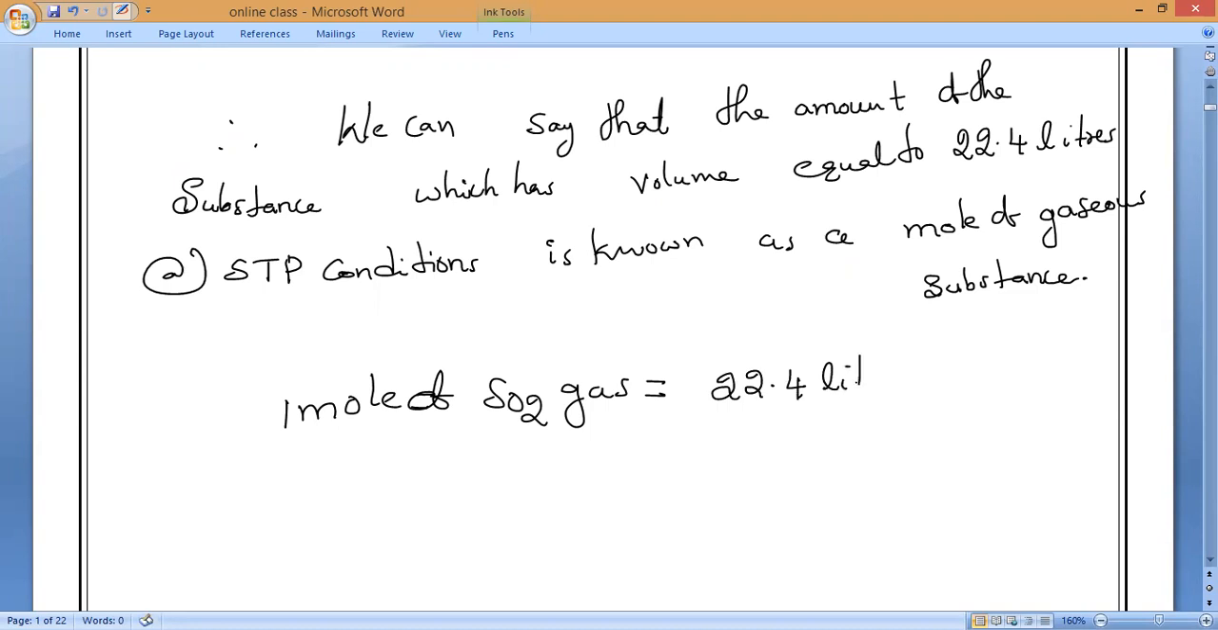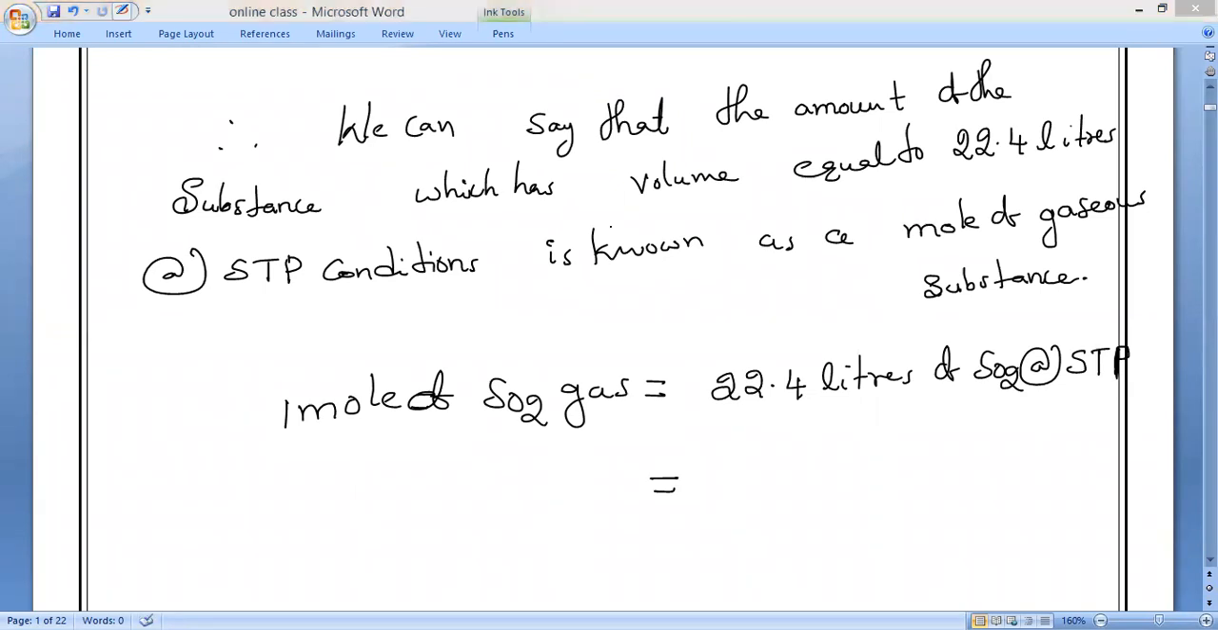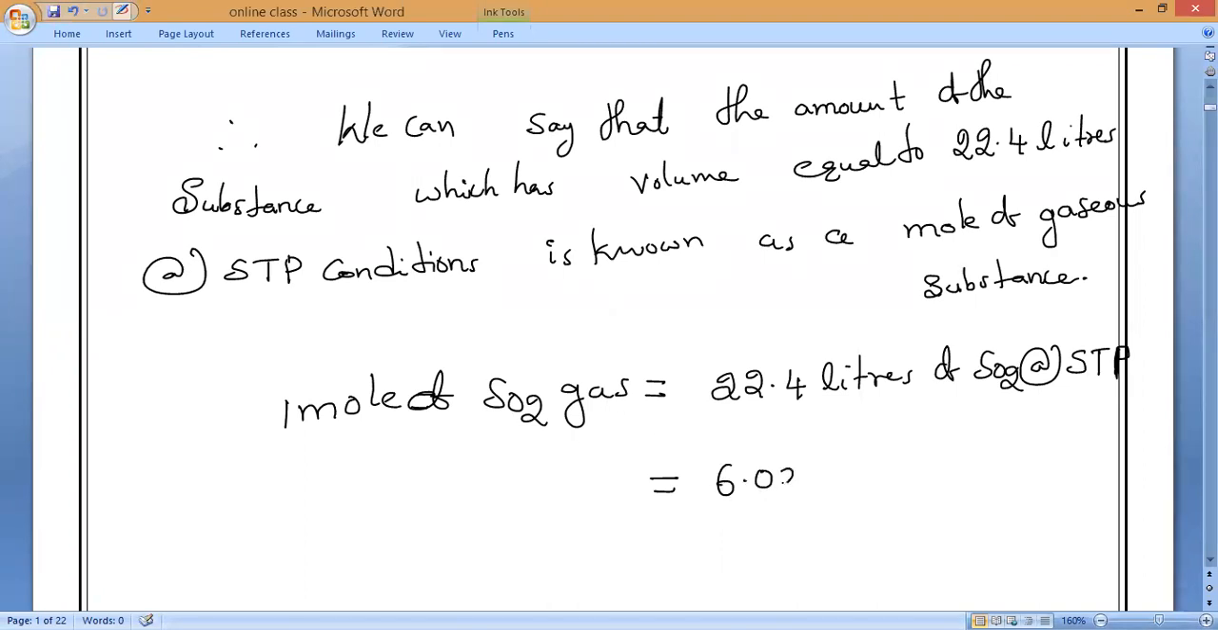Yes, which will give you 22.4 liters of SO2 molecules at standard temperature and pressure, which is equal to how many particles? 1 mole is the Avogadro number, 6.022 into 10 power 23 SO2 molecules. Is it okay? That is what you have to remember.